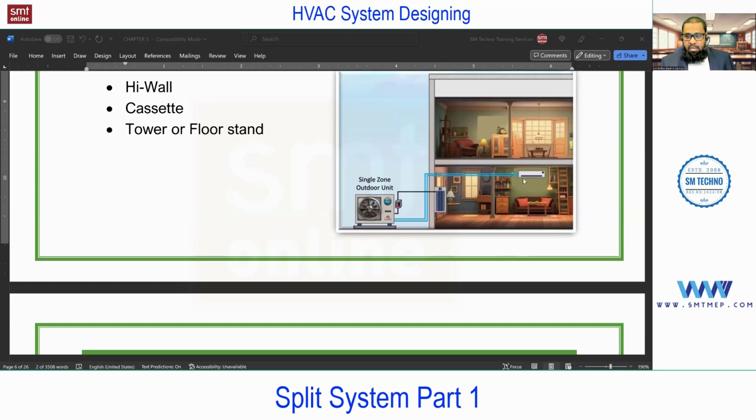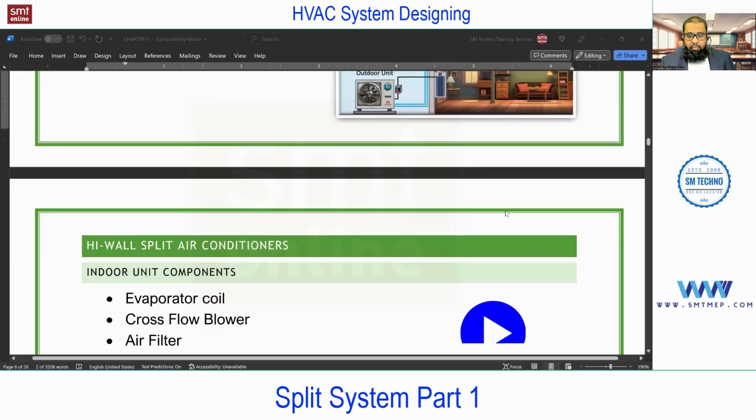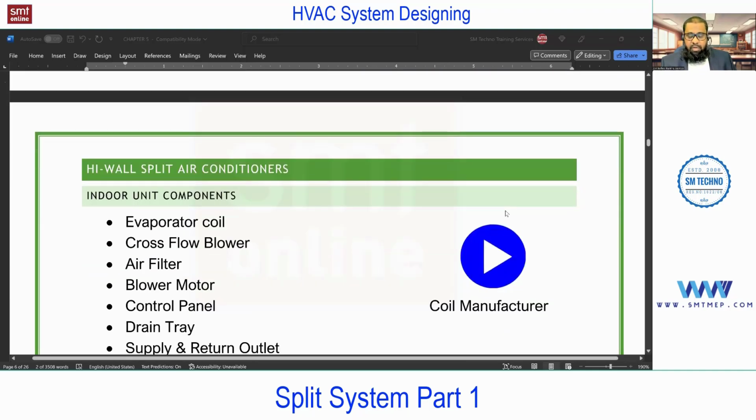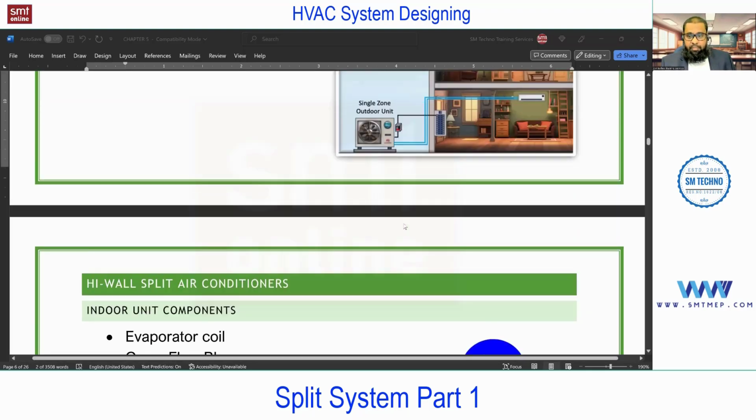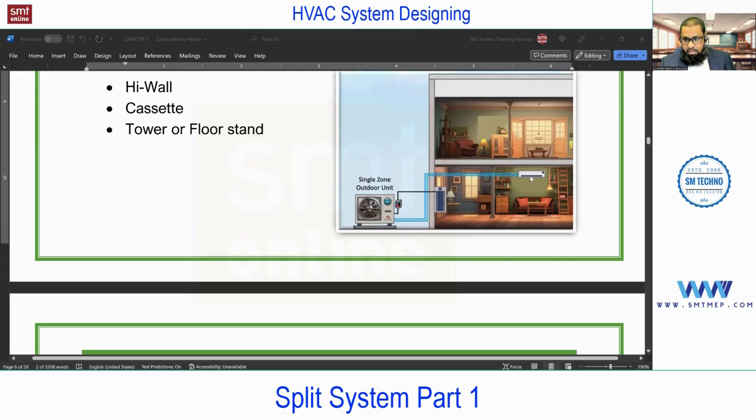From FFL, not less than 6 feet, above 6 feet only, because up to 6 feet we are considering it as an occupied zone. What is occupied zone? You'll find that in the topic called air distribution. So next, what are the components in indoor? You see in this high wall, this is called FCU. So first we'll talk about the components inside this, then the components of the outdoor unit.